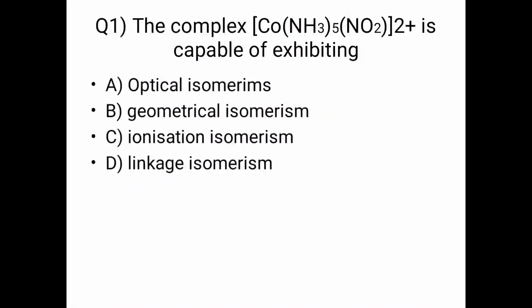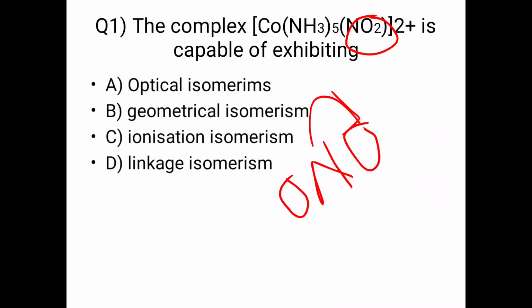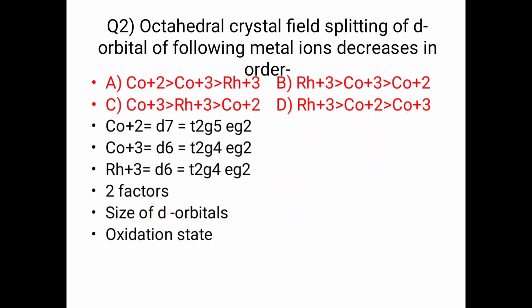So coming up first, the question is: the complex given is capable of exhibiting which isomerism? Is it optical, geometrical, ionization or linkage? So what do you observe? You observe that there is an NO2 ligand, that is NO2 can bind from the nitrogen side and also from the oxygen side. It has two donor sites. Therefore, this complex exhibits linkage isomerism. Next question.